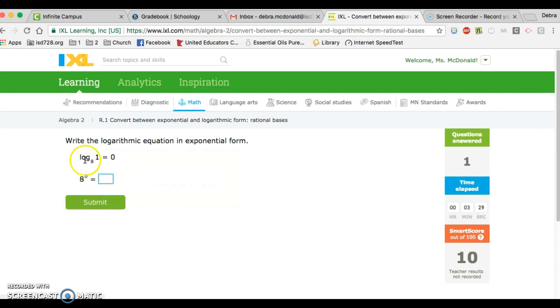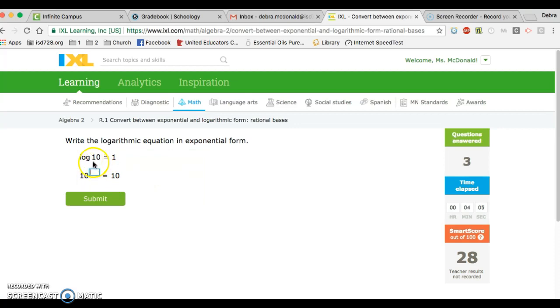In this problem, log base 8 of 1 equals 0. So our base is 8, so we have the 8 as the base. The logarithm equals an exponent, so 0 is the exponent. And then this regular number 1 just stays there. So trying again, log base 6 of 1 equals 0. So our base is 6. Our exponent is the part that the log is equal to. So we would just say that's 0.